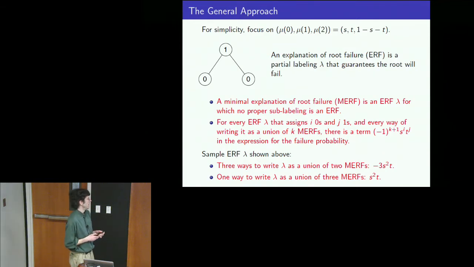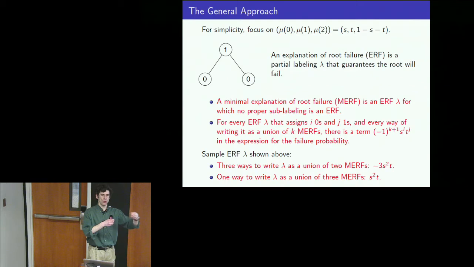Okay? And so this is sort of a recipe for how to symbolically grind out the power series for root failure. You just enumerate over all the explanations of root failure. You see whether you can write it as a union of k MRFs for different values of k. And when you can, you throw this term into the power series.